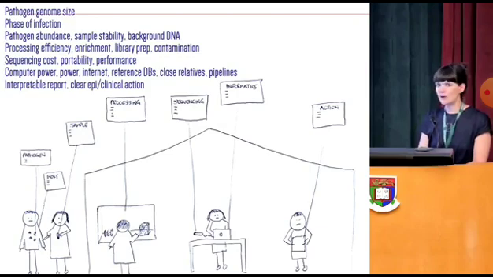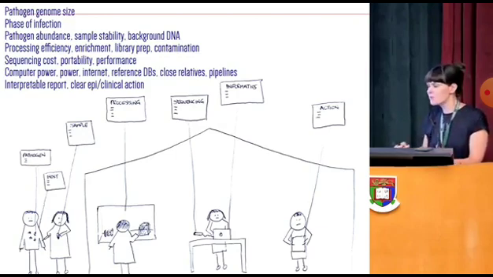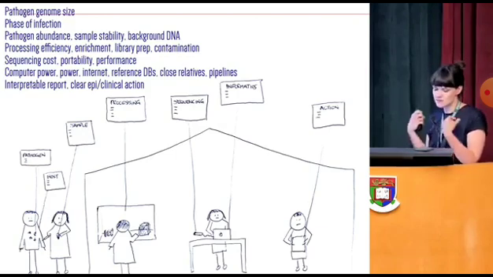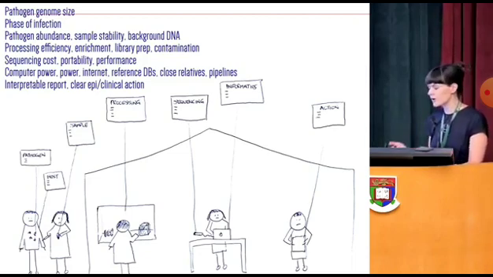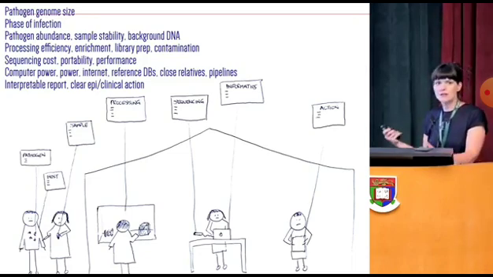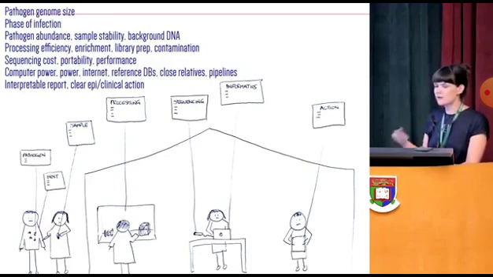Public health on the ground, it's not people like us. It's epidemiologists, it's clinicians, it's nurses, it's public health officials, it's NGO workers, and many of them have never seen a genome before. So how do you make that information interpretable and actionable?